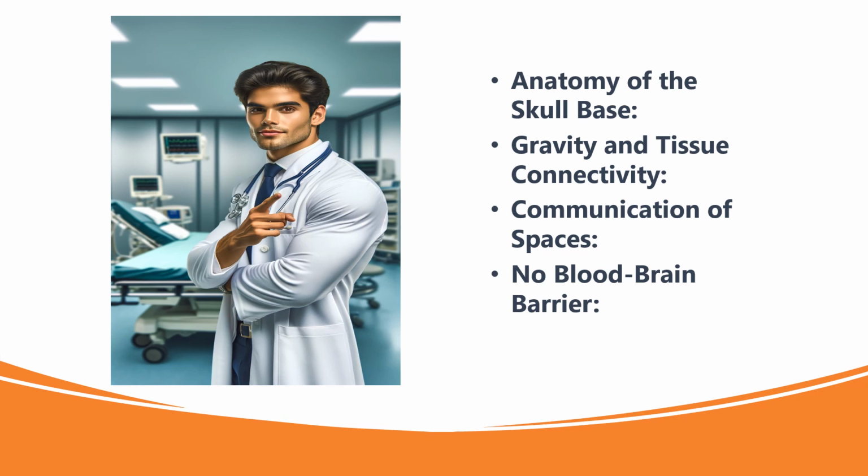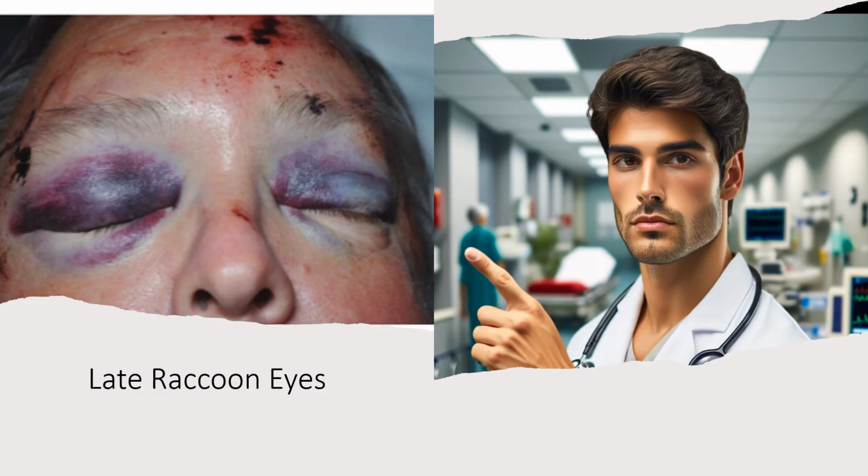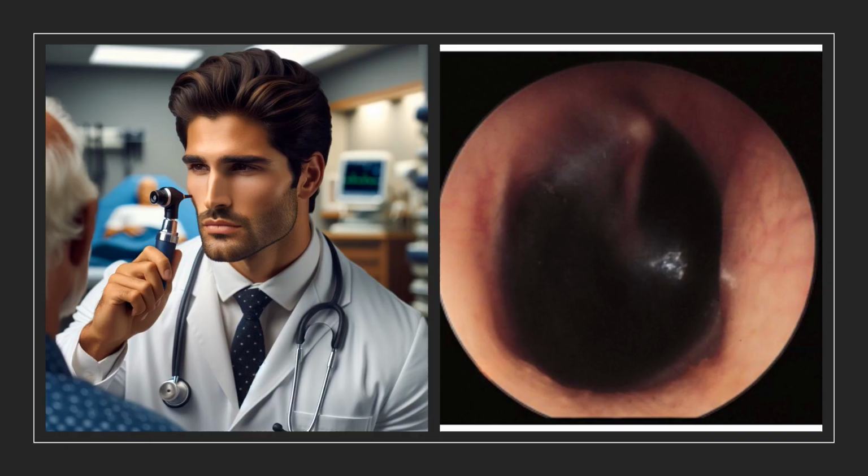Here we see a picture of late raccoon eyes. Once you see raccoon eyes, immediately look at the tympanic membrane. Blood behind it is one of the best signs of a base of skull fracture. It can be difficult, especially if there is fluid in the ear or if the TM is ruptured, but if you do see it, you can be sure of your diagnosis. Here we can see an example of what it would look like.